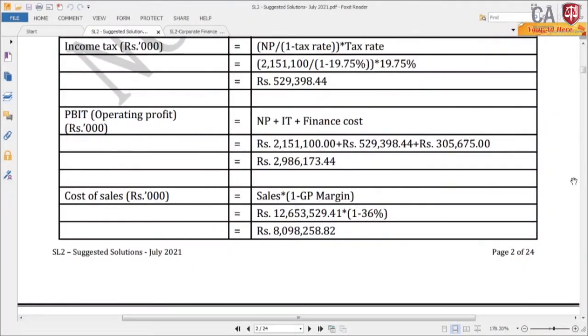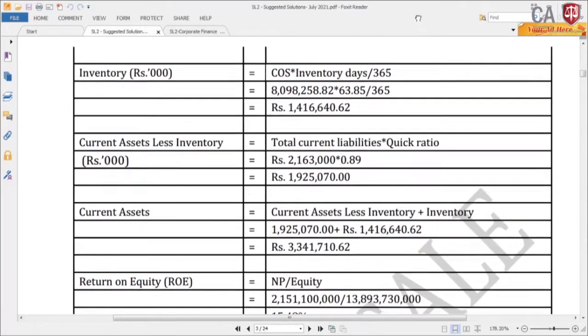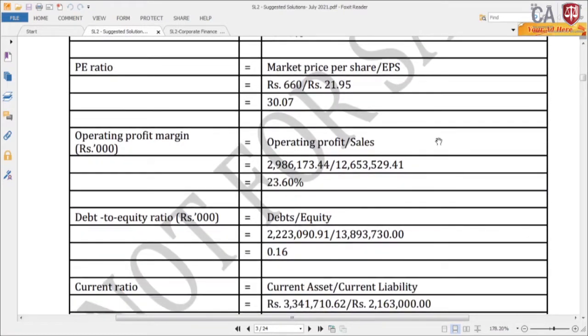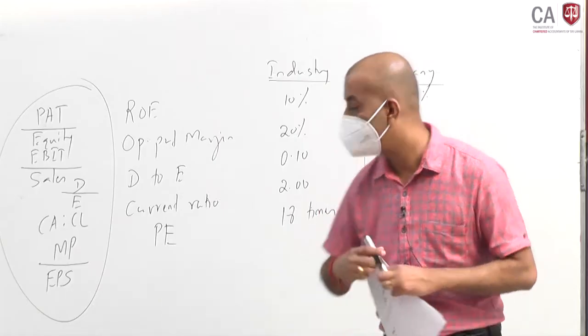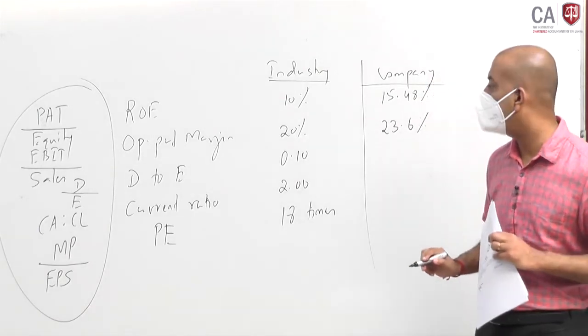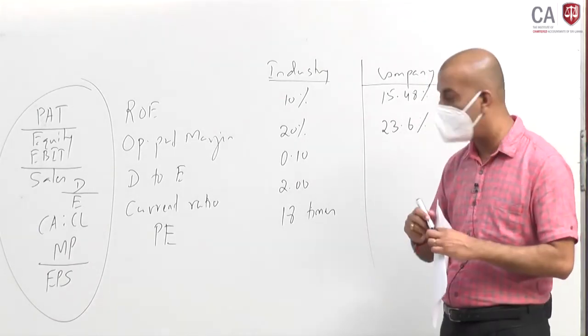So you can look at the operating profit margin of this company: 2.9 billion divided by 12.6 billion. So that is sales and the operating profit, EBIT. So 23.6% is the operating profit margin of this company. So we have got the second ratio, operating profit margin 23.6.